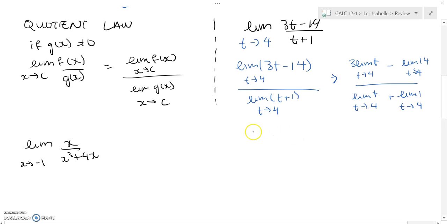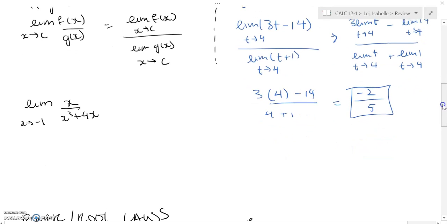So making this into numbers, this becomes 3 times 4 minus 14 all over 4 plus 1, which gives us 12 minus 14 is negative 2. 4 plus 1 is 5. Our final answer is negative 2 over 5.